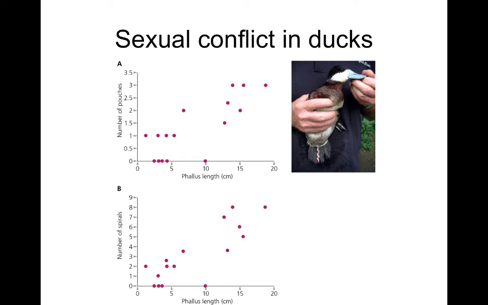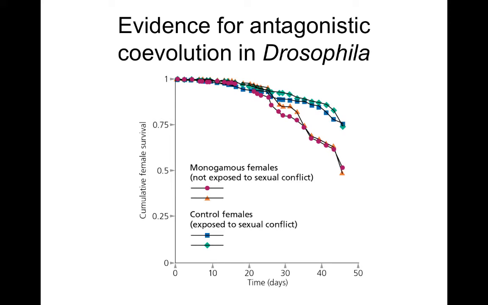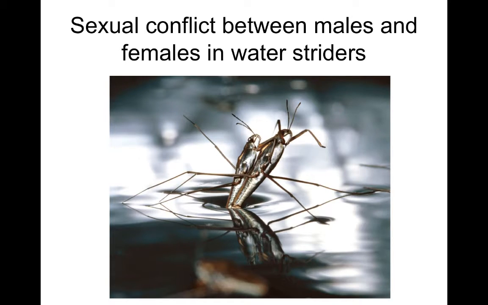A really striking example is in ducks, where there's a lot of evolution of both phallus length in male ducks and spirals in female reproductive tracts, and a lot of conflict among the sexes over reproduction, and females of many ducks are truly harassed by males. In Drosophila, there's evidence of antagonistic coevolution, the shortening of female lifespan by the number of matings that they have. So there are chemicals in fruit fly ejaculate that shorten female fly lifespans.